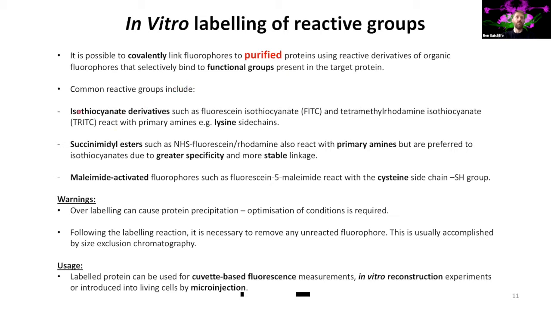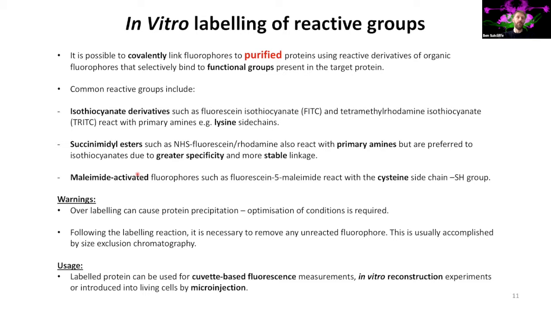The common reactive groups are isocyanate derivatives, succinimide esters, and maleimide activated fluorophores. They can all react to the functional groups in your protein, and they tag it with a fluorescence such as fluorescein or tetramethylrhodamine. When you do this, however, you run the risk of over-labeling your protein, which can lead to precipitation. So you need to optimize the conditions before you run the actual final experiment.